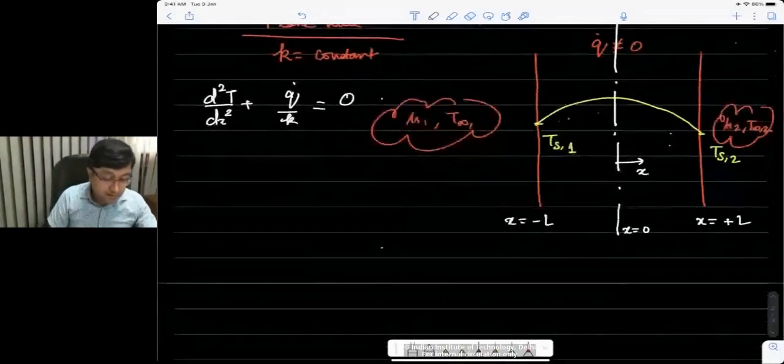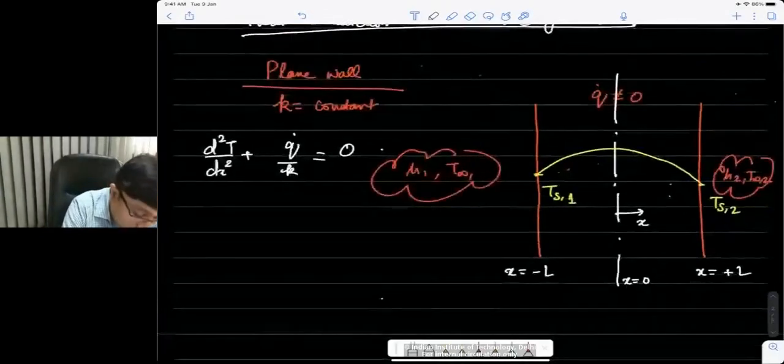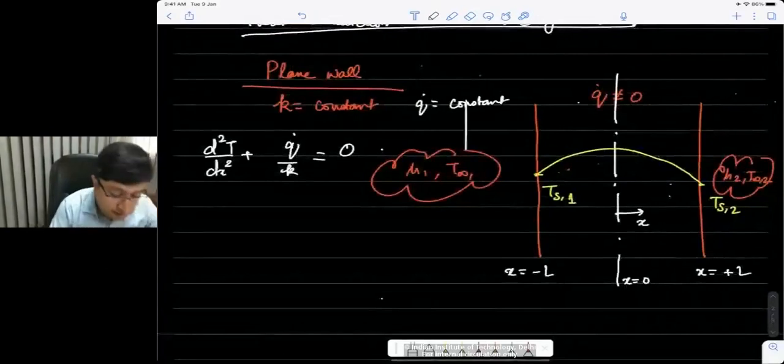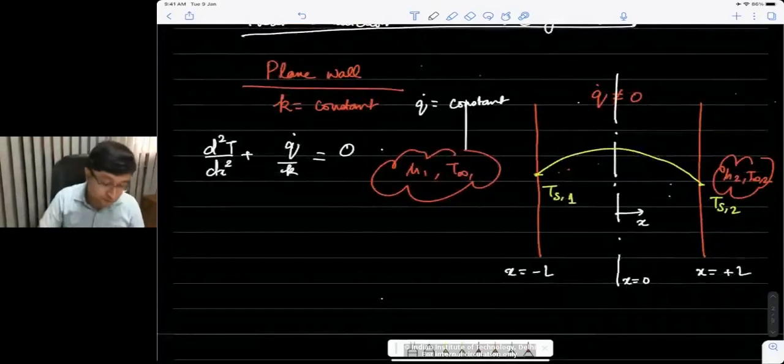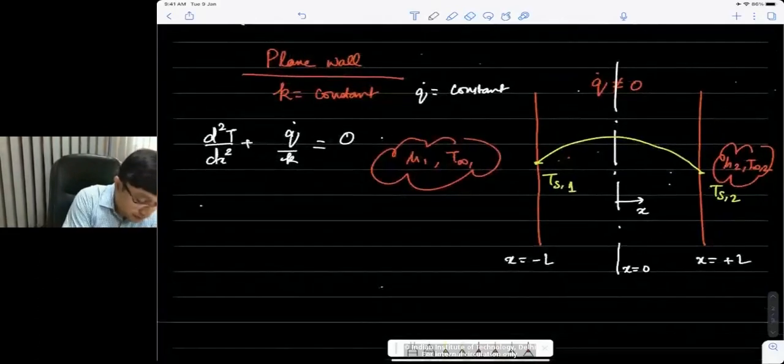So this can be integrated. Integrate this twice, assuming, because k we are saying is constant, I should also have mentioned that q dot is being assumed to be a constant. So there is a constant volumetric heat generation throughout the volume. So the solution should be minus q dot by 2k x squared plus c1 x plus c2.